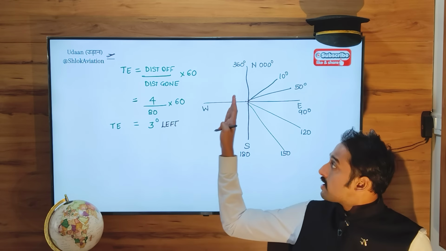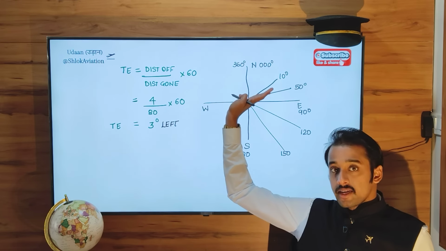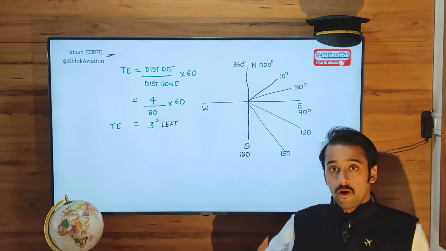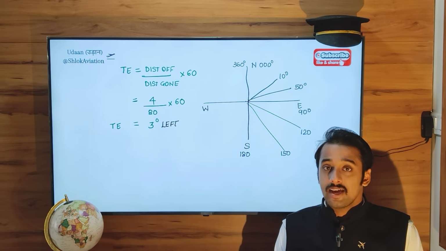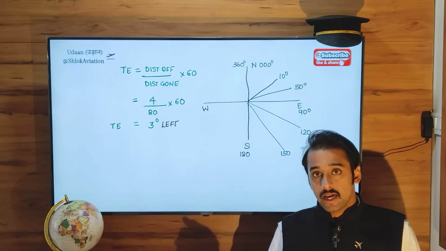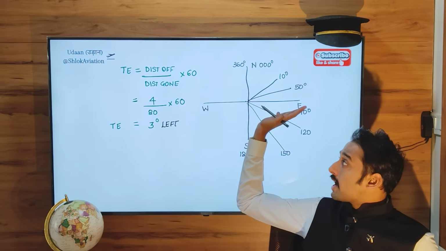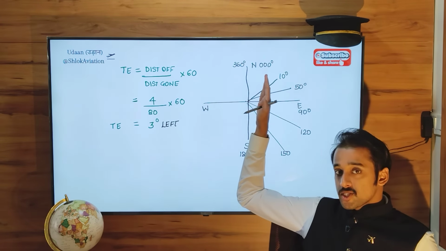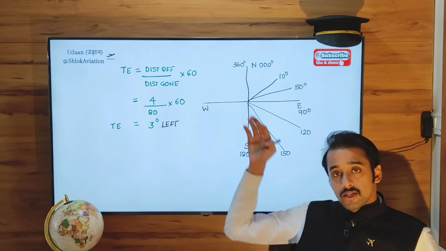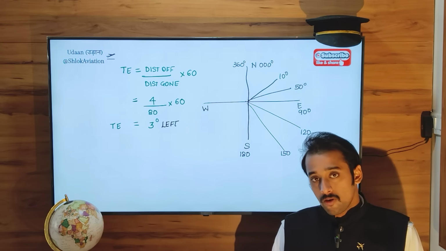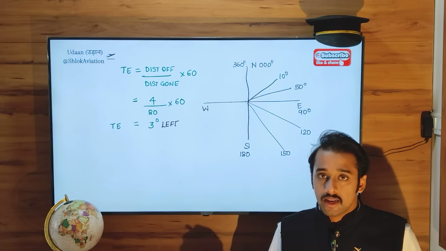So when you go clockwise or right hand side, directions increase. When you go anti-clockwise or left hand side, directions decrease. So this is 90 degrees. Let's go anti-clockwise: 90 will become 50, 50 becomes 10, 10 becomes 0. So anti-clockwise or left hand side, directions decrease. Clockwise or right hand side, directions increase.